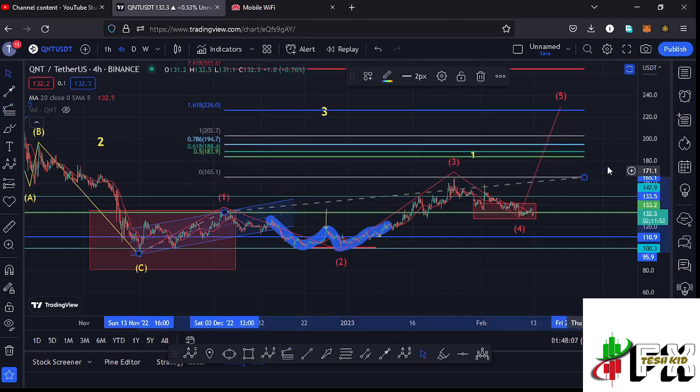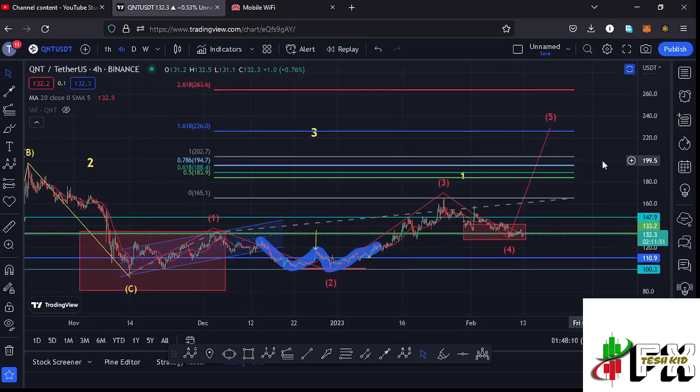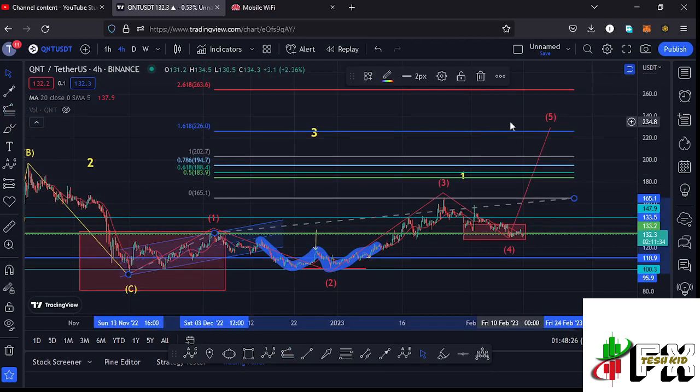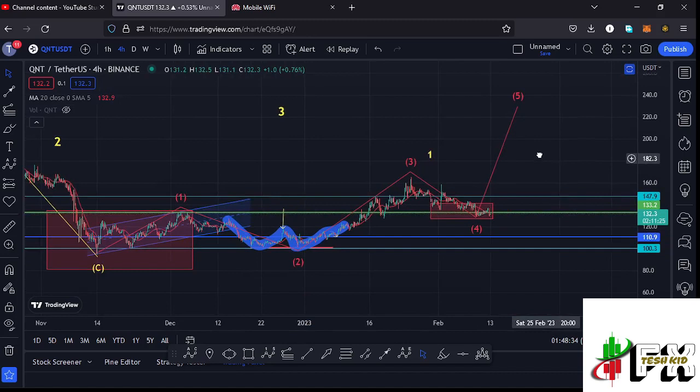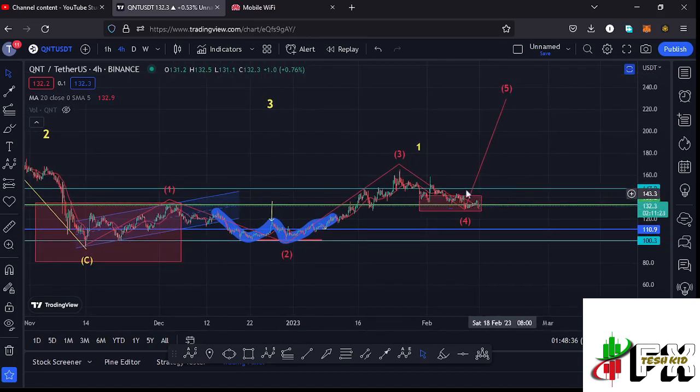That gives me a minimum target area to the upside in the formation of that wave 5, and that is at the Fib level 1.618, and that is at around the $226 mark. And that is the minimum that I will expect Quant to do in the formation of that wave 5 once we continue pushing even higher, given that we have done the minimum that we expected it to do in the formation of that wave 4.